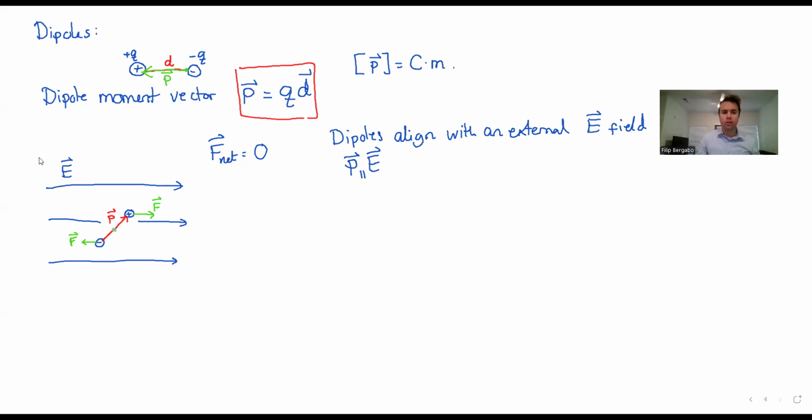Again, the net charge is zero. So as long as the dipole is not being separated into two separate charges, as long as, if you like, the bonding is still happening, it's not actually going to go anywhere. It's just going to align with this external field.